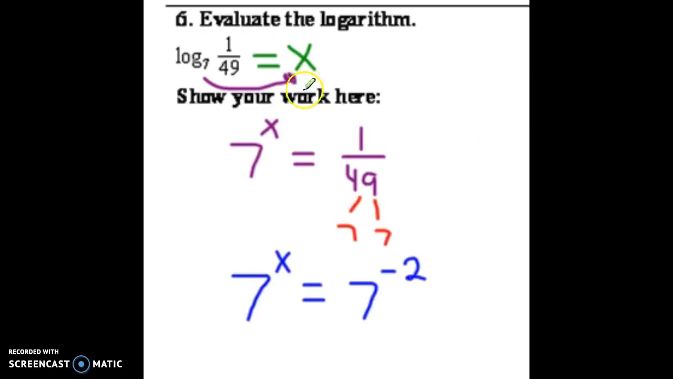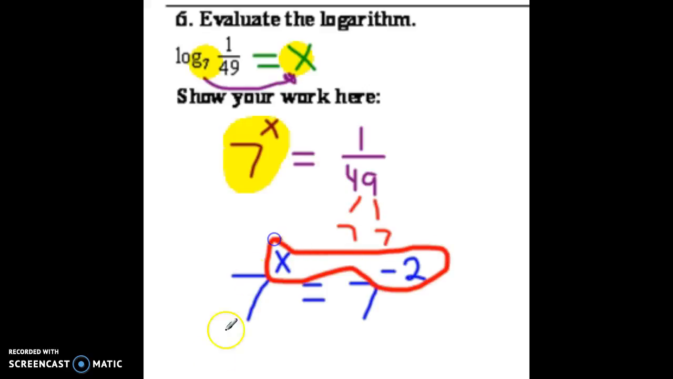In problem number 6, I'm going to evaluate. So my base is 7. 7 to the x power equals 1 over 49. I know it's got to be a negative because I have a fraction. So I'm going to factor 49. 49 goes 7 and 7. So now I have 7 to the x power equals 7 to the negative 2. That means x equals negative 2.